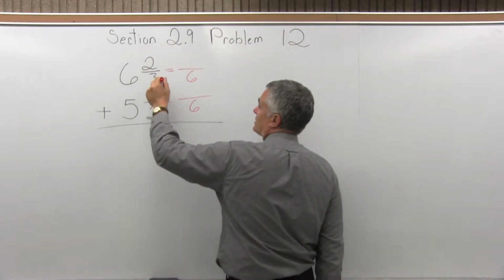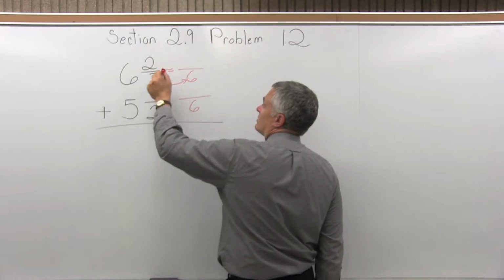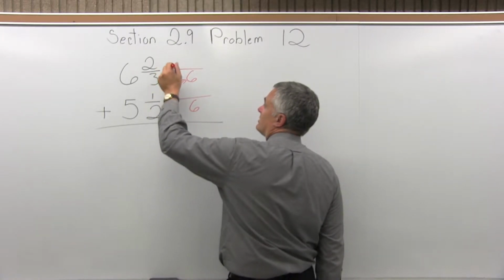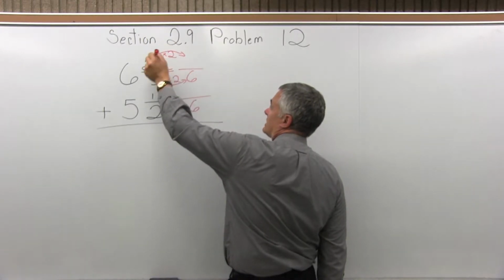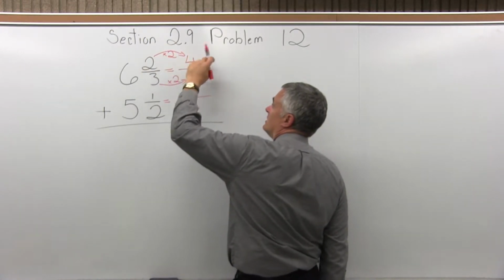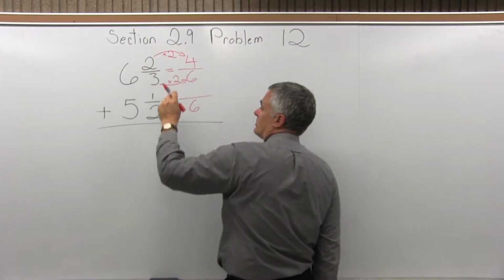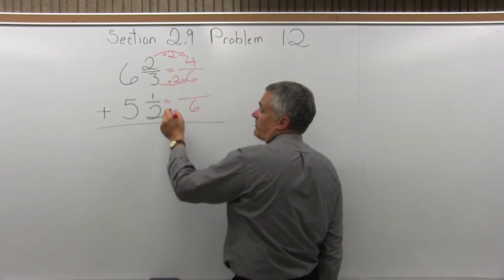For the upper fraction, look at the denominator: 3 times some value gives a 6. So the numerator of 2 must get multiplied times the same value. 2 times 2 is 4. So 4 over 6 really is 2/3. It's just in a form where I have a common denominator.